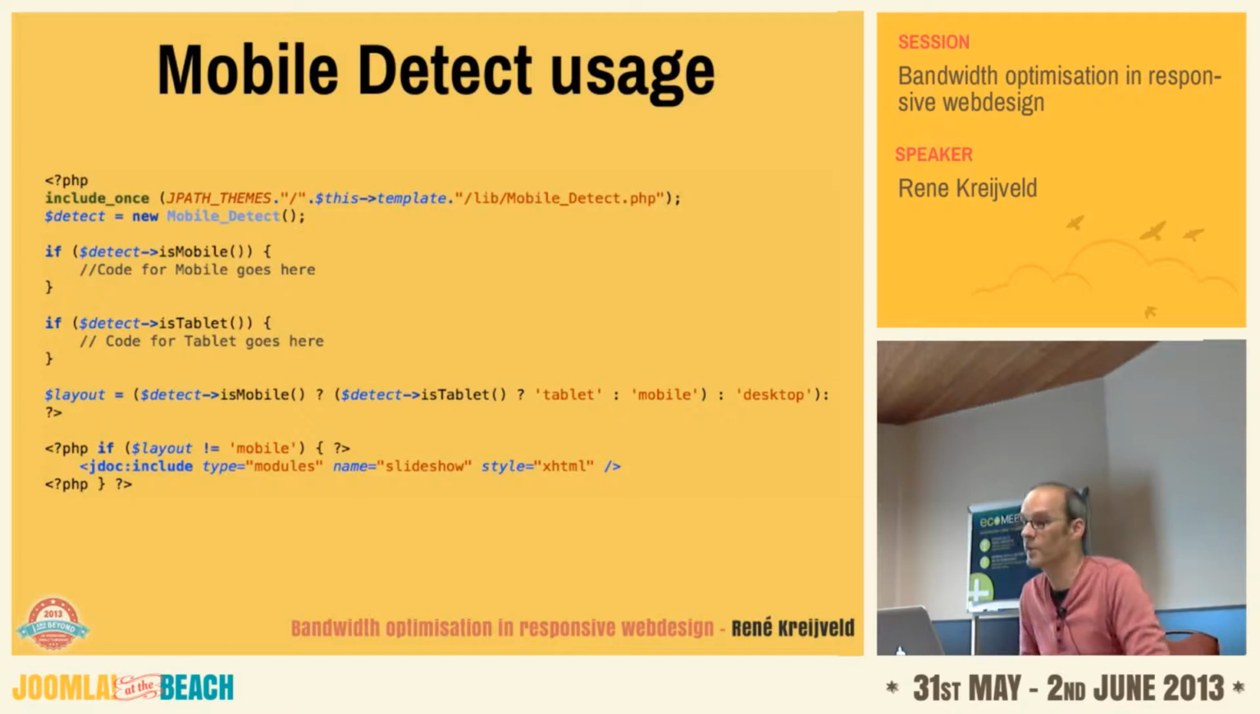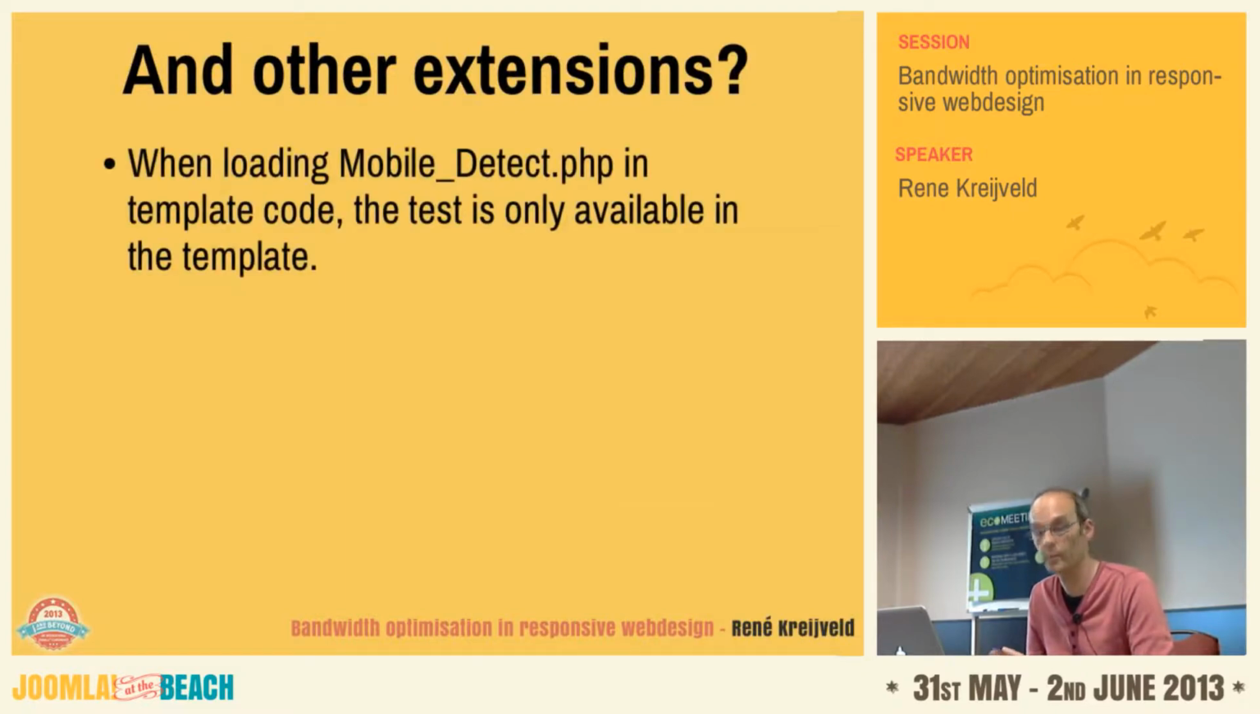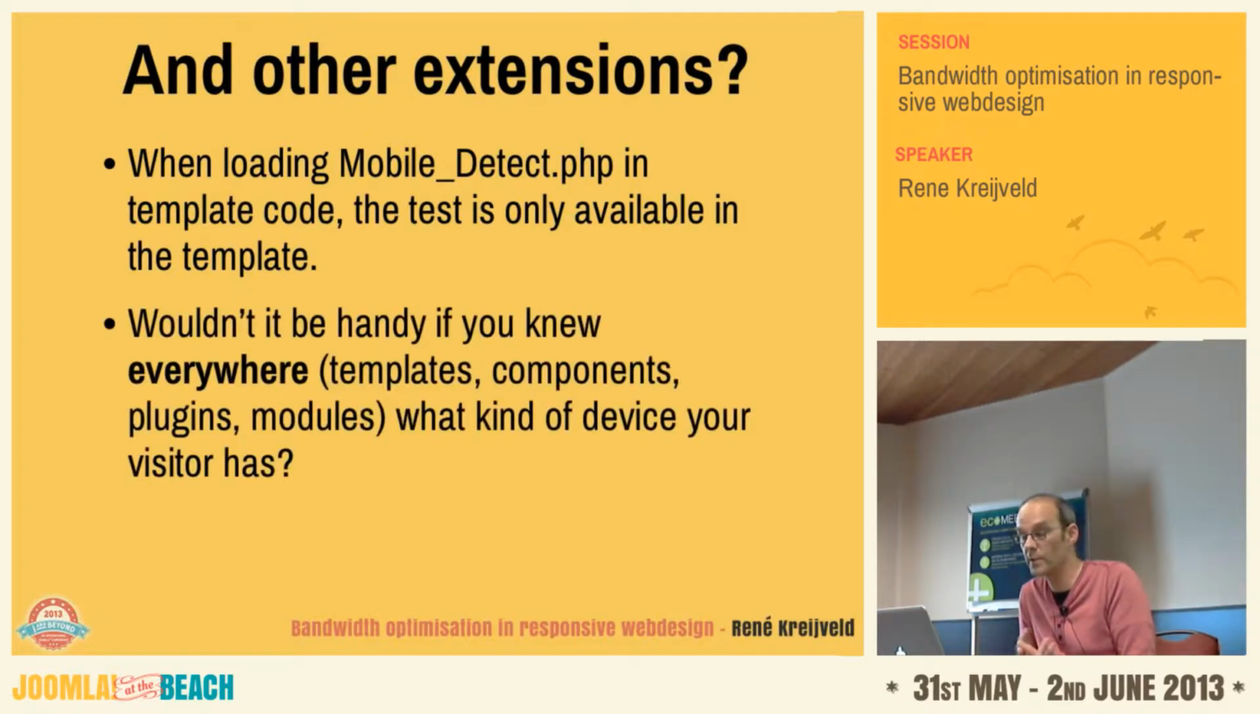But what about other extensions? When loading Mobile Detect in your template code, the test is only available inside your template. Wouldn't it be handy if you knew everywhere, so in templates, but also in components, plugins, and modules, what kind of device your visitor has?